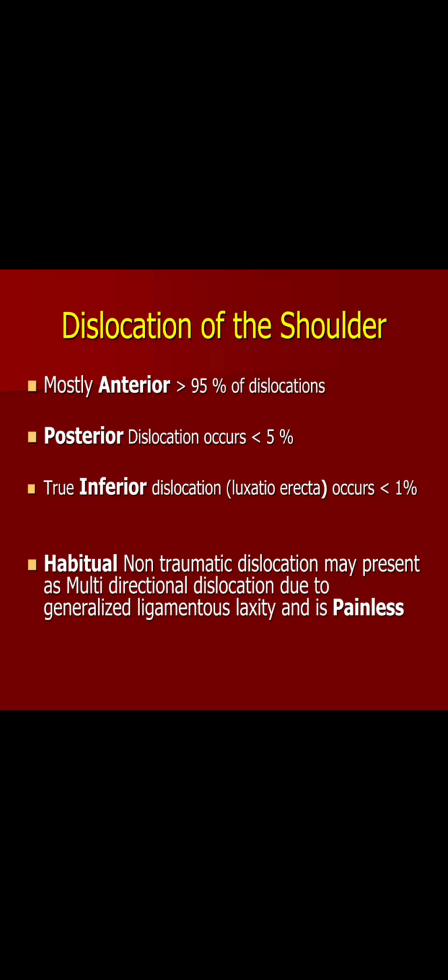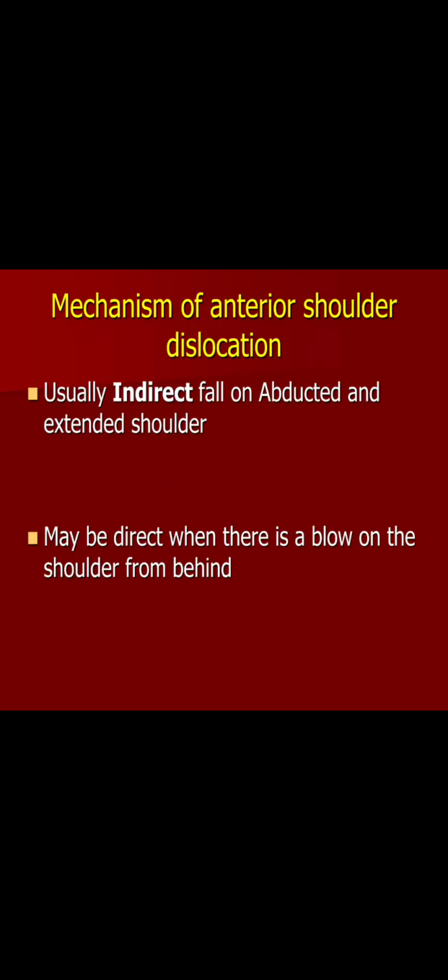Then dislocation: mostly anterior, 95% dislocations are anterior. When you see the x-ray, the humeral head is moving to the anterior side. There is a 5% chance of posterior side, and inferior is 1%. Habitual non-traumatic dislocation may be in multiple directions, due to ligament laxity, and it is painful.